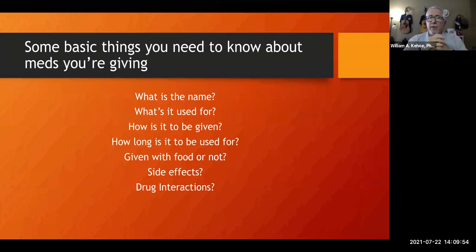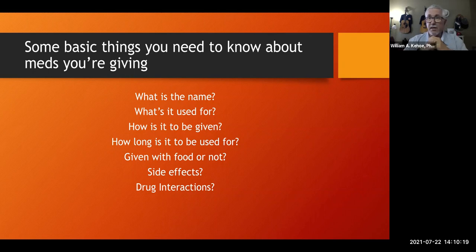So just some basic things, and we'll talk about all of these. What's in the name? Well, one of the confusing things about medications now is that there's a generic name and then there's a brand name. Generic name is assigned when the drug is discovered, tested, and approved by the FDA, but the company that did that gets to come up with a brand name.